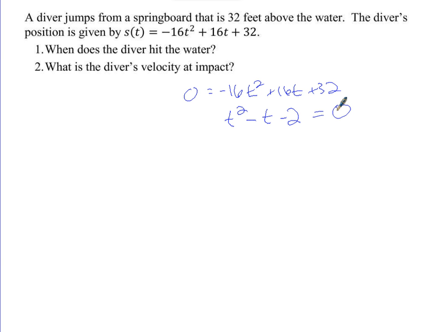So we need two numbers that multiply to give me negative 2, but add to give me negative 1. Don't really have a lot of choices here. What are they? 1 times negative 1 is negative 1. Negative 2 and positive 1. T minus 2, t plus 1 equals 0. Check it. Negative 2 times 1 is negative 2. Negative 2 plus 1 is negative 1. We're good.